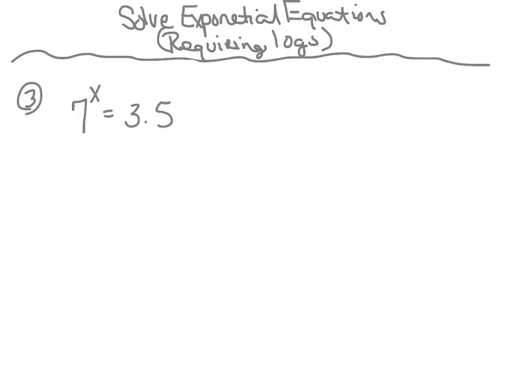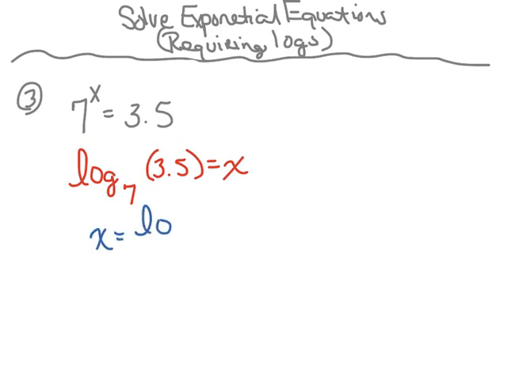Number 3, we have the exponential 7 to the x power is equal to 3.5. I'm going to start by rewriting this as a log, and that log would be the log base 7 of 3.5 equals x. Now I'm going to use that change of base property. So x is going to equal the log of 3.5 divided by the log of 7. This is that change of base property.